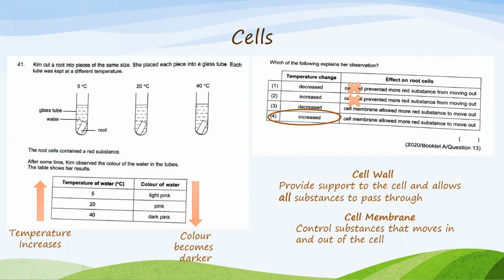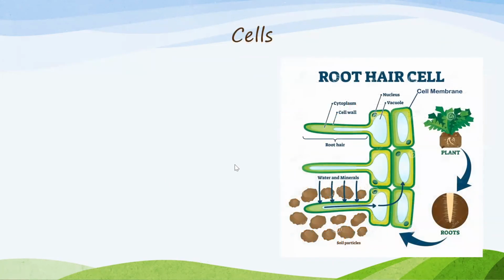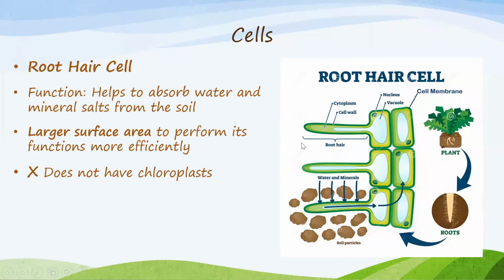Since this MCQ question is talking about root cells, it is a bit more unique than a regular plant cell. Why? Okay, let's take a look. So we have here a picture of a root hair cell. So what is the function of the root hair cell? Basically, the root hair cell is located in the roots of the plants. Okay, that is obvious. It is underground. It's located inside the soil. The function is it helps to absorb water and mineral salts from the soil. So it has a larger surface area so that it can absorb more water and mineral salts.